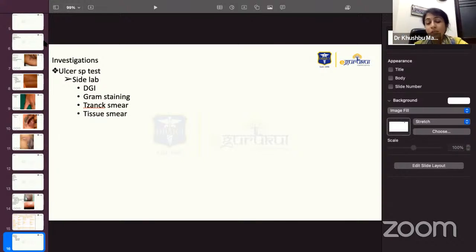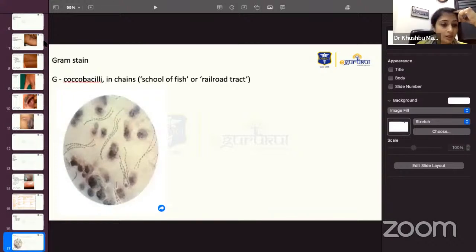What is groove sign? Groove sign is when there is involvement of inguinal lymph nodes and involvement of femoral lymph nodes. So the Poupart's ligament, which is connecting these two nodes, becomes taut. Two lymph nodes are involved in between. There's a groove which is formed because the Poupart's ligament becomes taut here. So groove sign is specific for LGV. Okay, so these are the relevant investigations that they give you.